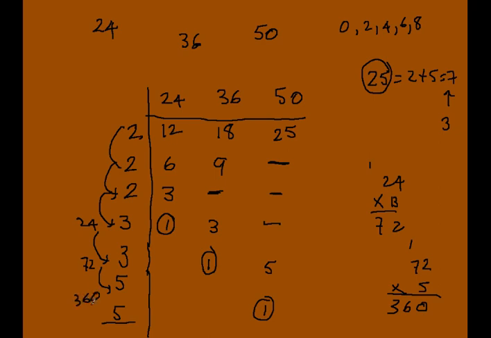And then we have 360 times 5. So 360 times 5. 5 times 0 is 0. 5 times 6 is 30. Carry a 3. 5 times 3 is 15. 15 plus 3 is 18. So the least common multiple between 24, 36, and 50 is 1800.